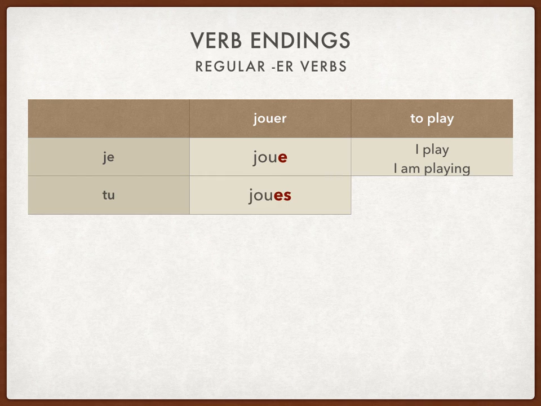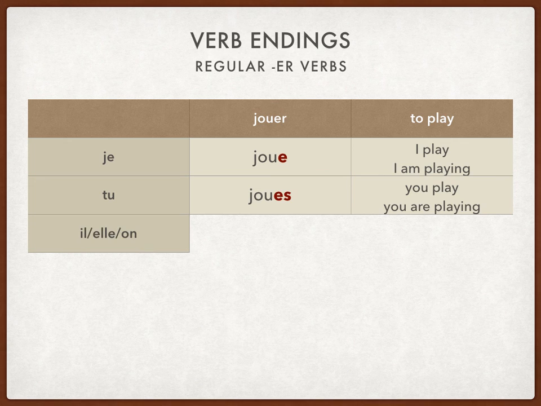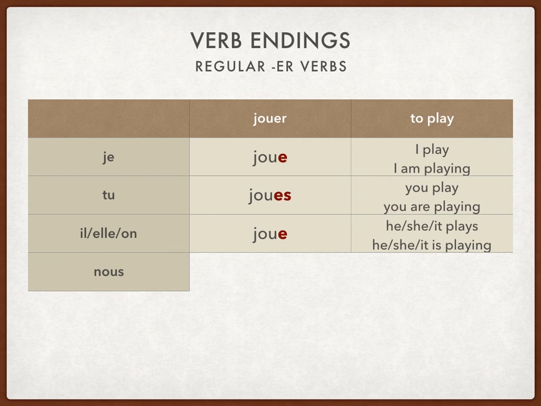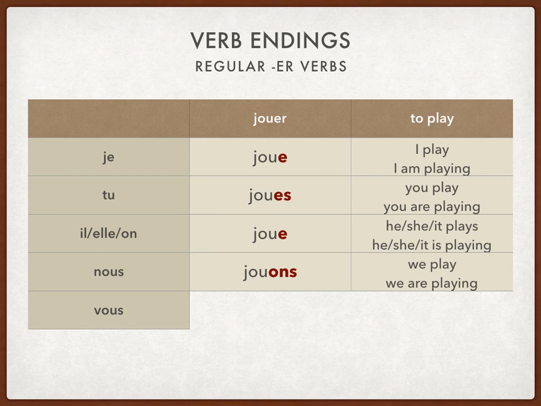For tu, you add an ES. Tu joues, you play. For il or elle or on, we also add an E. So il joue means he plays. For nous, we add ONS. Nous jouons, for we play. For vous, we add an EZ, vous jouez, meaning you play or you are playing.